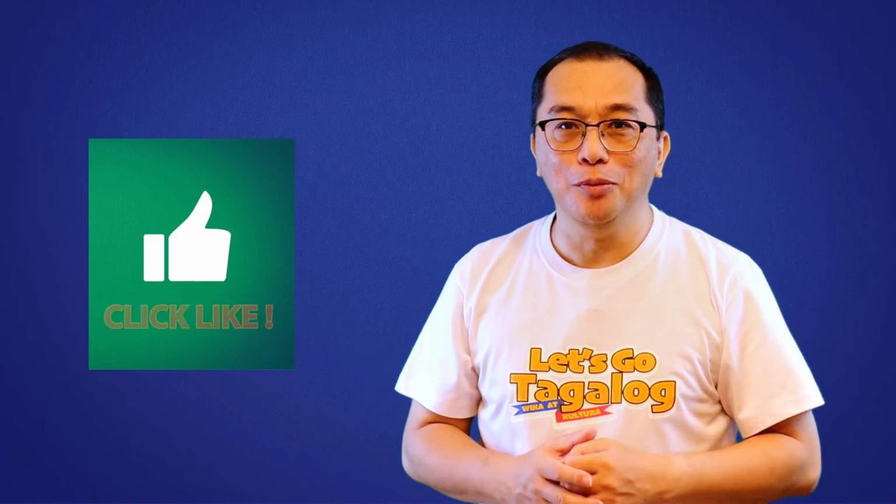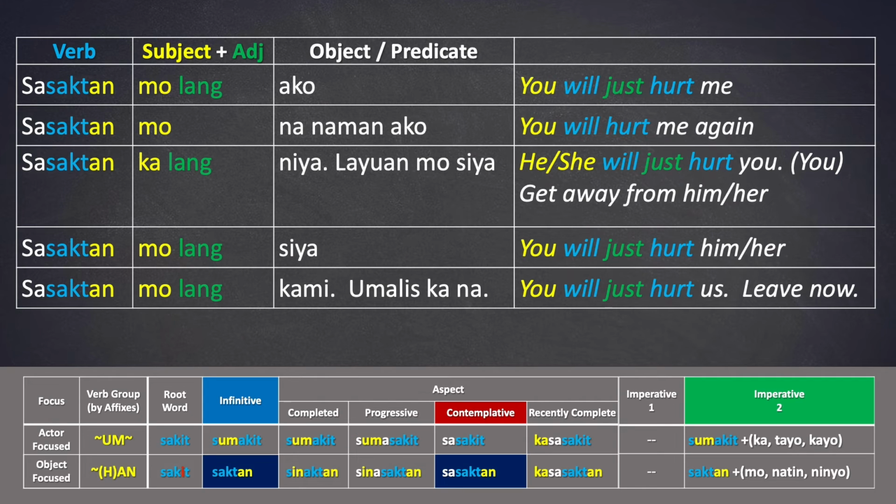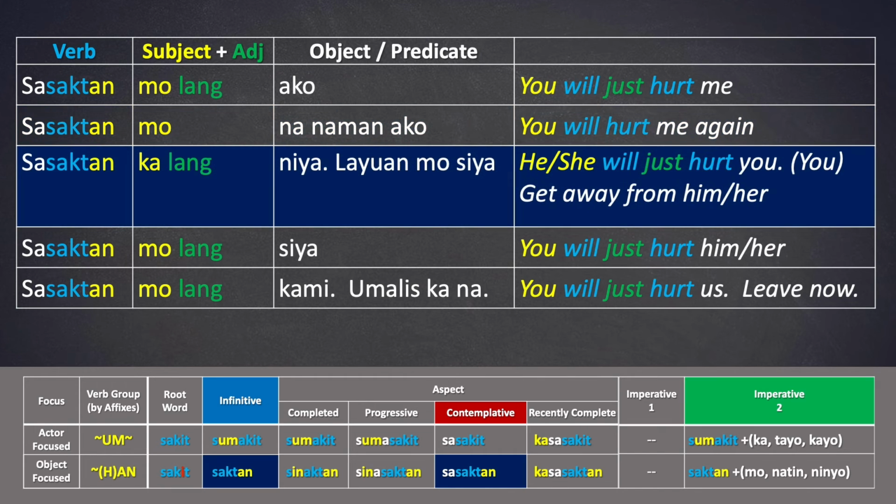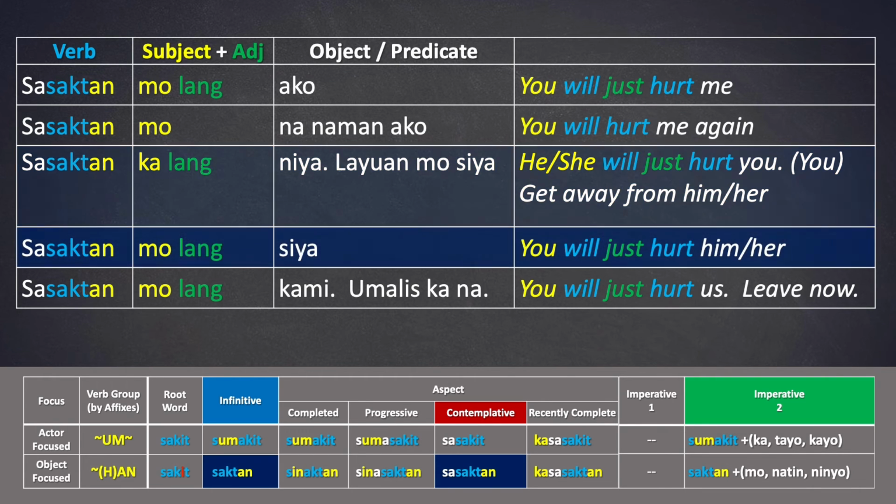Ayos? Let's move on. The contemplative form of the verb saktan is sasaktan. Let's have a look at these examples. Sasaktan mo lang ako. You will just hurt me. Sasaktan mo na naman ako. You will hurt me again. Sasaktan ka lang niya. Layuan mo siya. He or she will just hurt you. Get away from him or her.